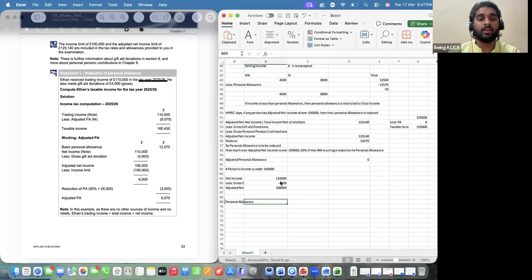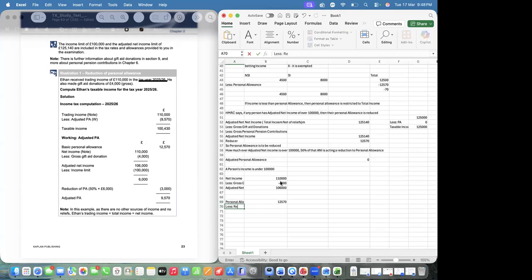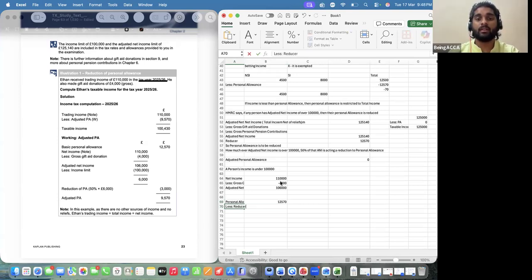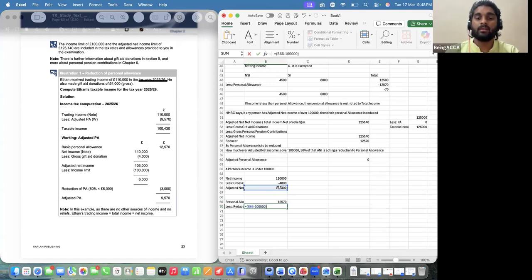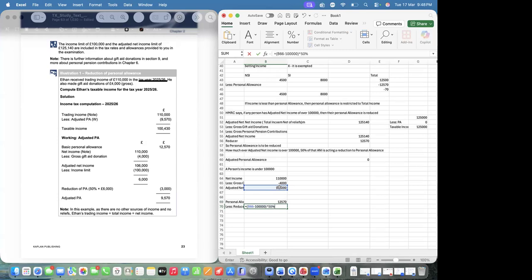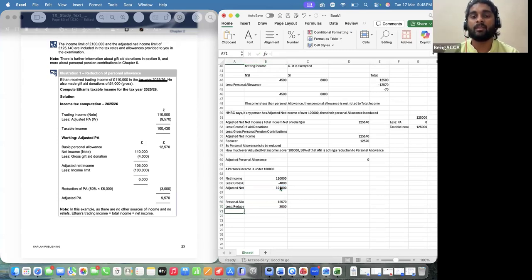Now, personal allowance. How much is our personal allowance? We know it is 12,570. Correct? Yes, sir. Less reducer. How do we calculate reducer? It is equal to 106,000 minus 1 lakh, minus 100,000, into 50%. Absolutely right, which means it will be reduced by 3,000. So adjusted personal allowance would be this minus this, which will give you our adjusted personal allowance.